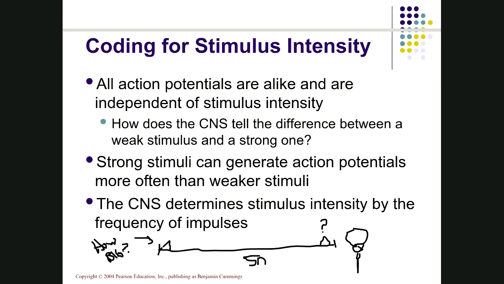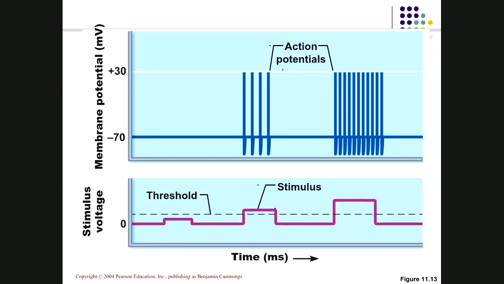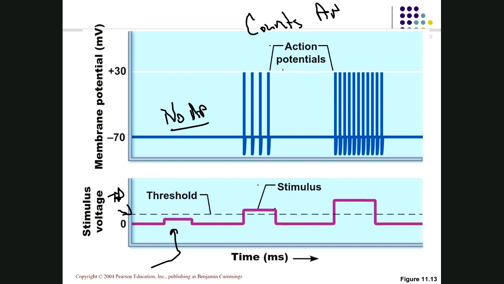The only other way to do it is by how many action potentials there are. And so what your brain does is it sits over here and it counts action potentials. So look at this. Here's our stimulus, but it didn't reach threshold. That's threshold. If I don't reach threshold, I'm not going to get an action potential. And if my brain is sitting over here counting action potentials and no action potential arrives, I'm not going to know this happened.